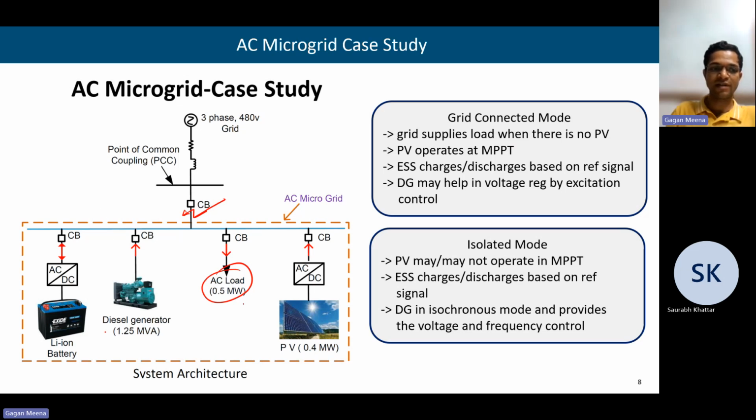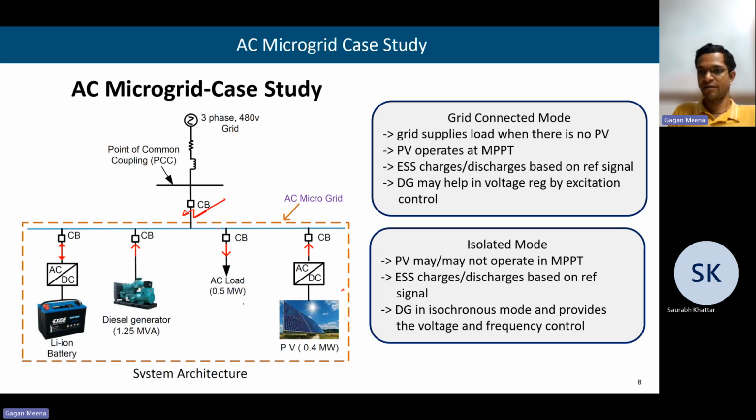Now, let's say the battery is already charged, and the diesel generator is also running, and both are generating together, let's say 0.4 megawatt, and the load is 0.5. PV needs to provide only 0.1 megawatt. Let's say it can generate 0.2 megawatt, but we require only 0.1 megawatt. So now the PV will not be operating at its maximum power point.